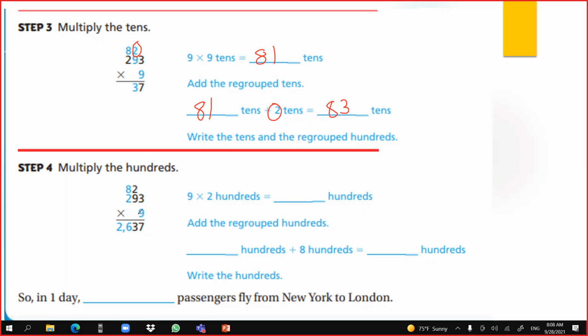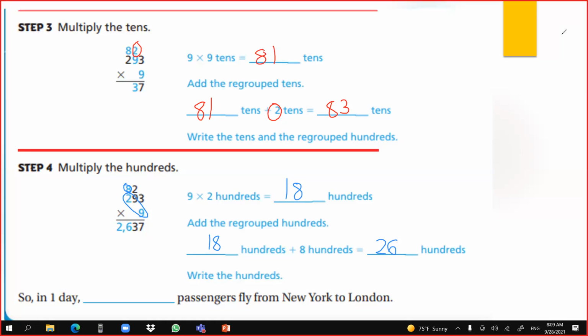Then now, what do we have to do next? We have to multiply 9 times 2. And then 9 times 2 hundreds is what? What's the product of multiplying 9 times 2? 1800s. Then we have to add 1800s to the 8. So what will the answer be? 18 plus 8. 26. 18 plus 8 is 26.